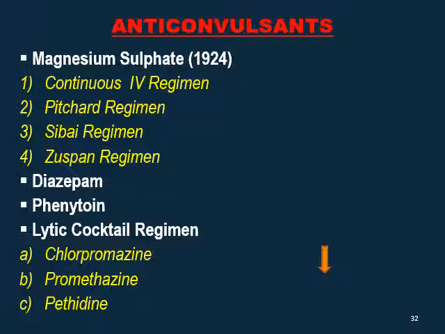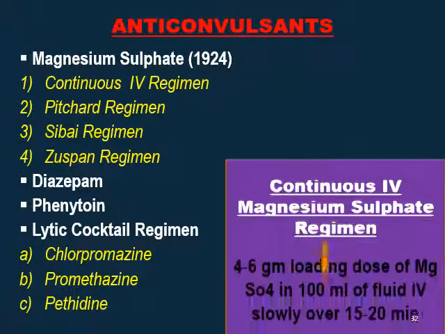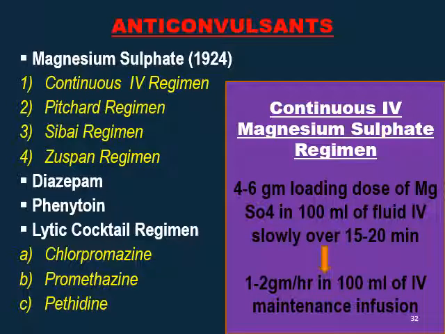For control of fits, the following anticonvulsant drugs are used: magnesium sulfate, diazepam, phenytoin, and lytic cocktail. Continuous intravenous magnesium sulfate regimen is given as loading dose of 4 to 6 grams of magnesium sulfate in 100 milliliter of fluid by intravenous drip, slowly over 15 to 20 minutes. Maintenance dose is 1 to 2 grams every hour in 100 milliliter by intravenous drip.